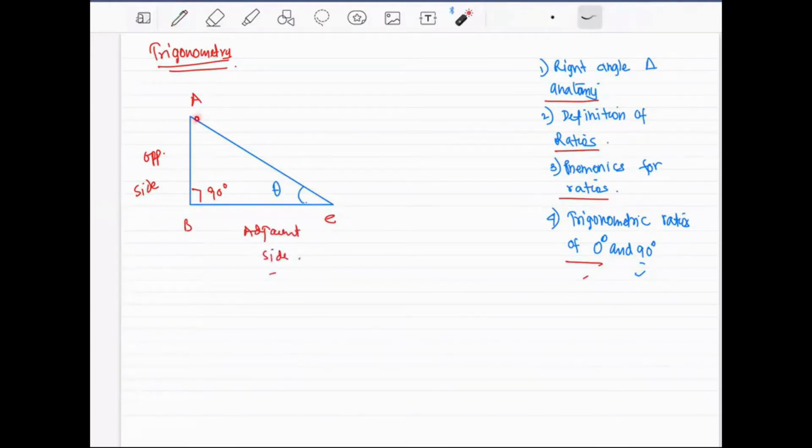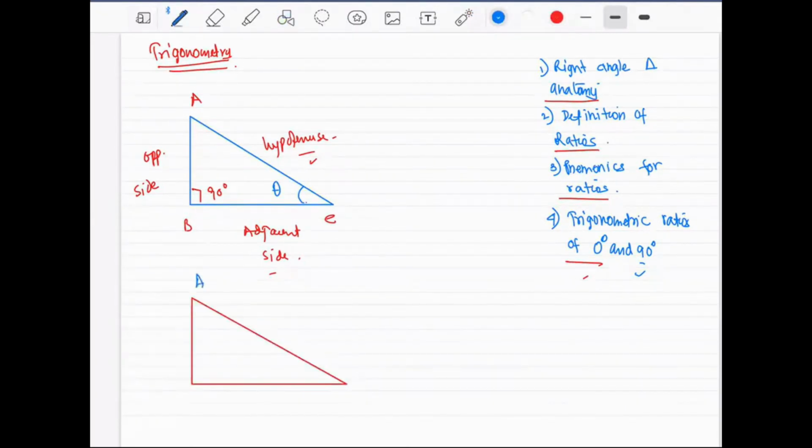What's the remaining one? The longest one. The longest one, as we have already learned, is called the hypotenuse, right? So if I take an angle theta here, the side opposite is called the opposite side. The side next to it is called the adjacent side. What if I change the angle theta? What if I take angle A as the angle theta instead of angle C? What will happen then? Let me redraw the triangle.